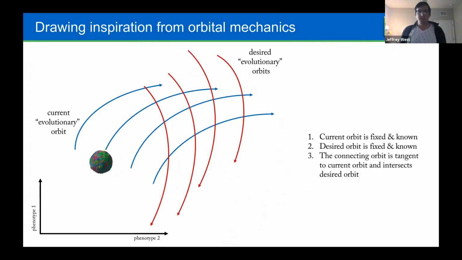So what is that analogous to in cancer evolution? If we have our phenotype space here on some phenotype axis, and we have our current evolutionary orbit due to some treatment, or maybe due to no treatment at all, what we want to do is look forward in tracing the trajectory, and then look at our desired orbit and transfer to the next desired orbit at the right time.